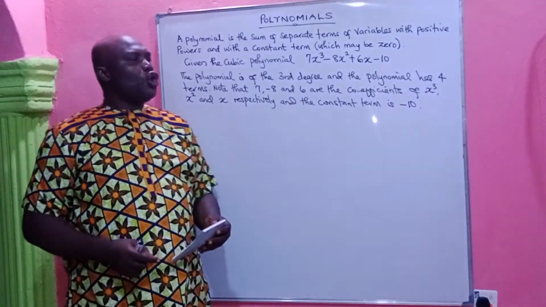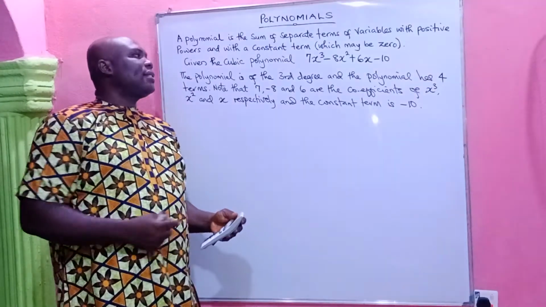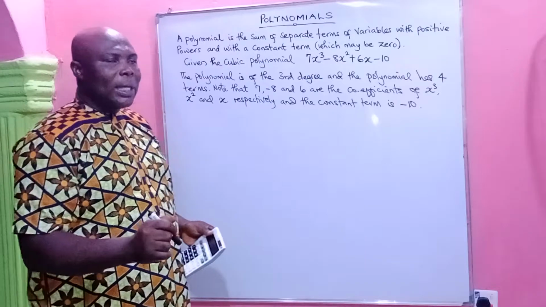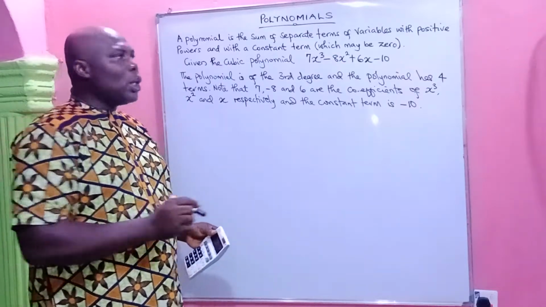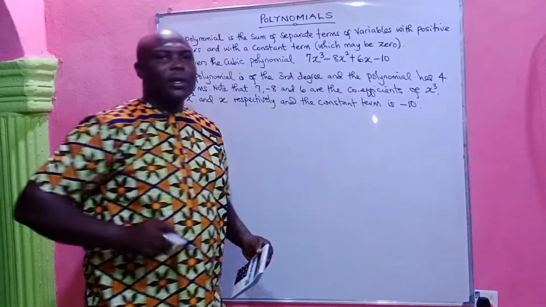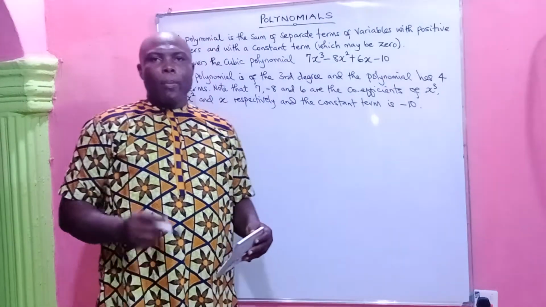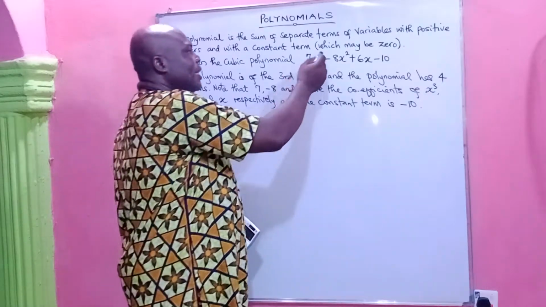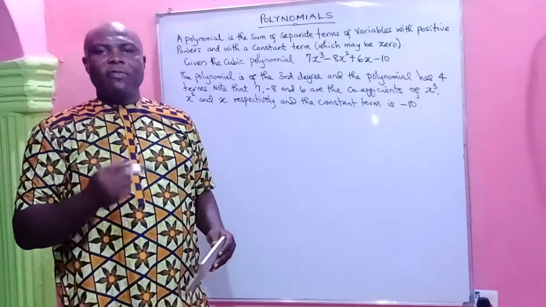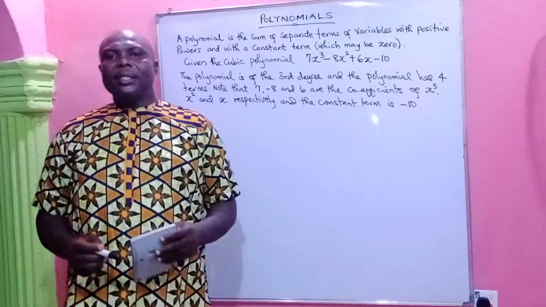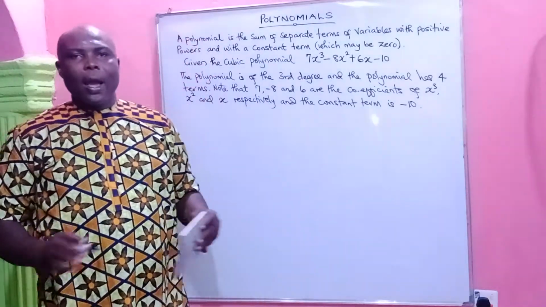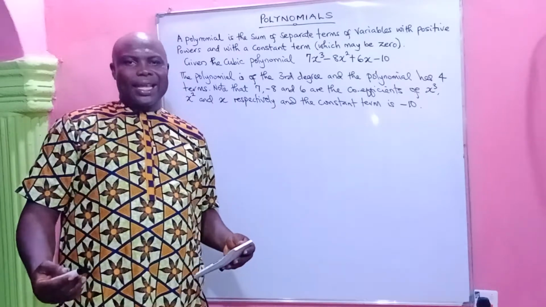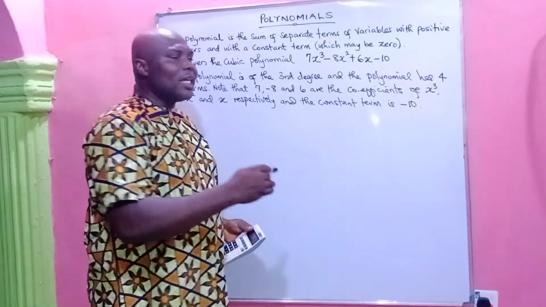They say, given the cubic polynomial 7x³ − 8x² + 6x − 10. Please understand that the variable in this polynomial is x. But since the highest power of the variable is 3, it means that the polynomial is a cubic polynomial, or a polynomial of the third degree. Please don't forget that. That's because the highest power is 3.